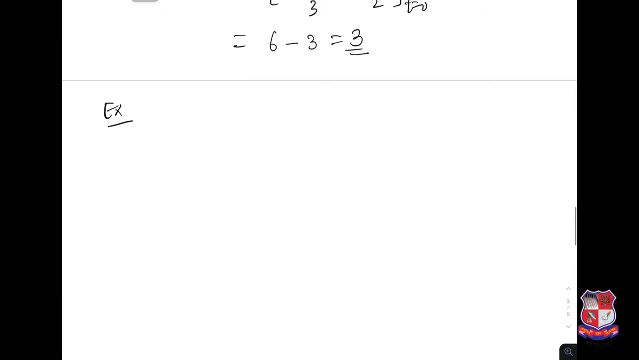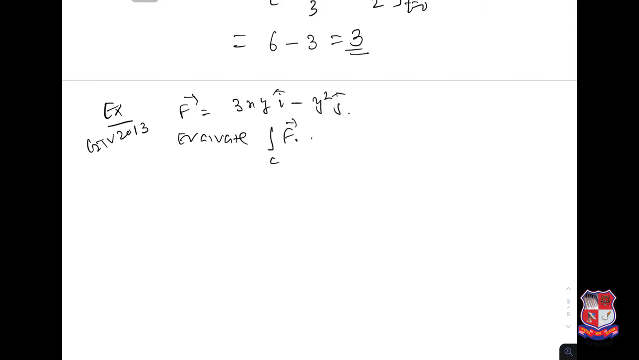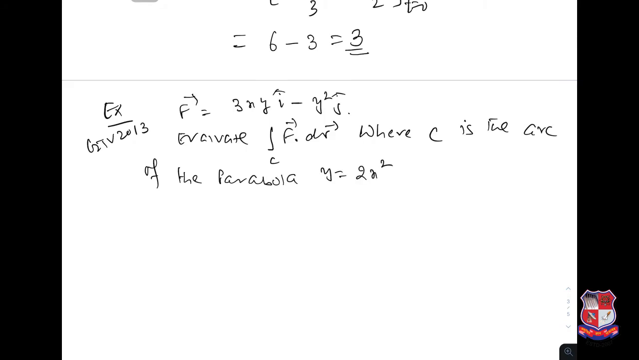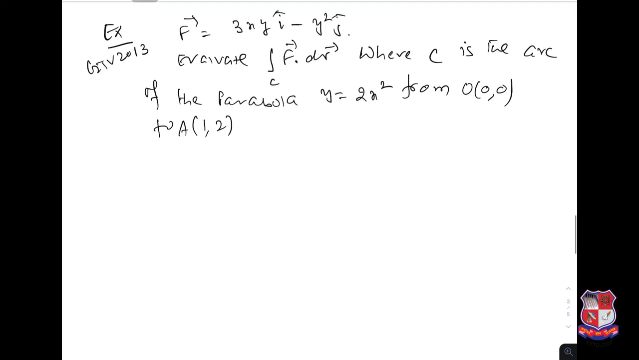So, this was asked in GTU 2013. If f equals 3xy i minus y square j, then evaluate the line integration along C of f dot dr, where C is the arc of the parabola y equal to 2x square from, say, origin to the point (1, 2). So, it is like this.